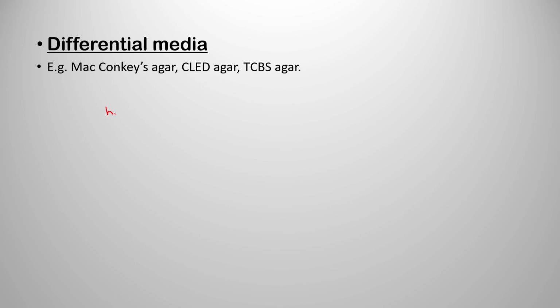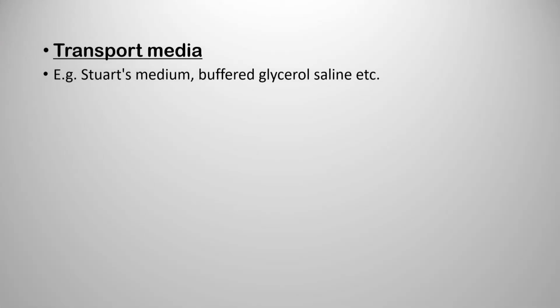Now, indicator media. Examples are blood agar and MacConkey agar, XLD media. This media contains an indicator which changes its color when a bacterium grows in them. Indicator means it is a chemical substance or a dye which indicates whether the given compound is acid or base by changing its color.